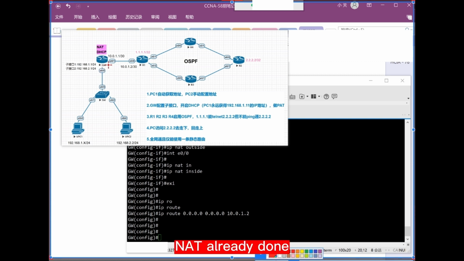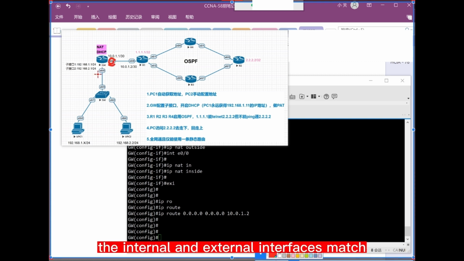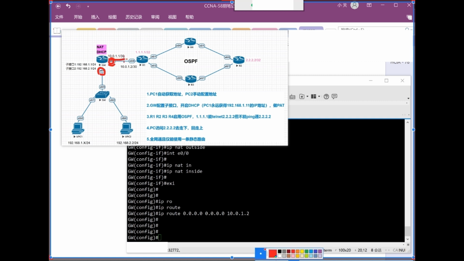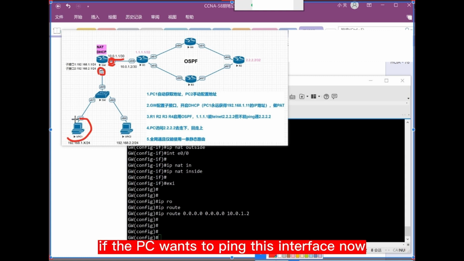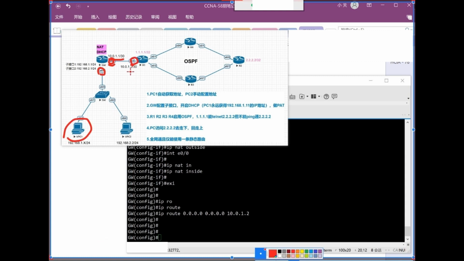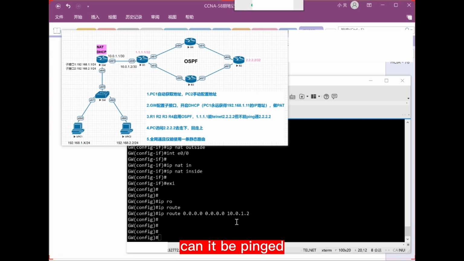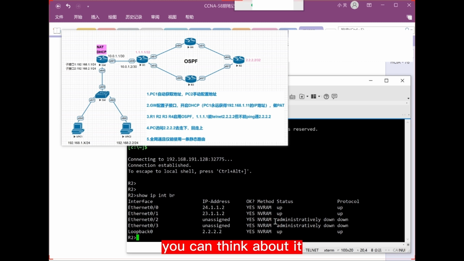Then let's analyze. What configuration have I done? NAT is already done. The internal and external interfaces match. Then turn it into an outgoing interface, turn with the port. This is also configured. The access list matches the PC traffic, released any, and refers to the default route. Then it stands to reason that if the PC wants to ping this interface now, just visit the R3 interface of the public network. Can it be pinged? You can think about it.